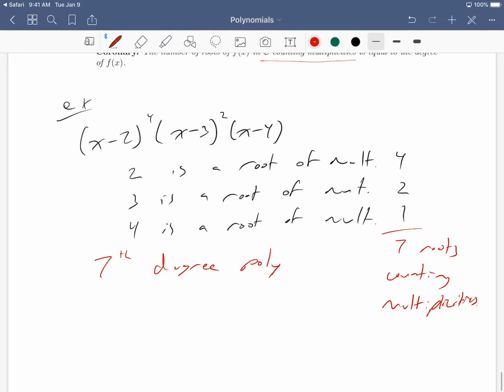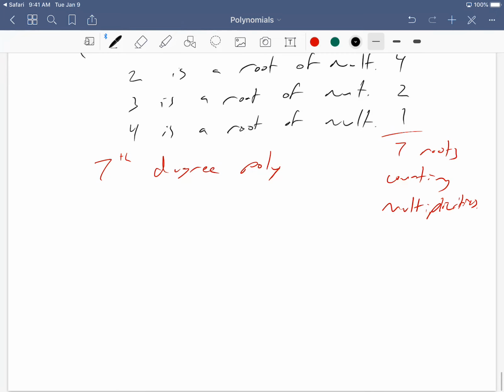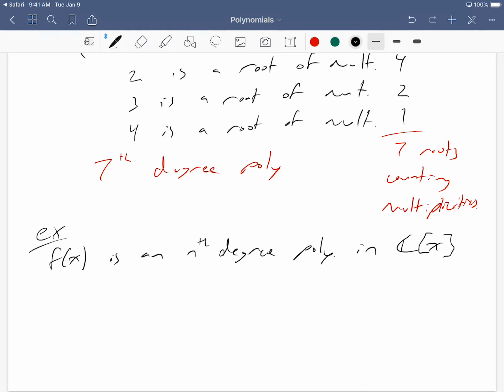So that's our corollary to the fundamental theorem of algebra. If you allow factoring over the complex numbers, then the number of roots counting multiplicities is actually just equal to the degree. So one thing that this means is, for example, if f of x is an nth degree polynomial, and we allow ourselves to use any complex numbers as coefficients and as roots, then we can write f of x as some constant we can pull out, and then we're just going to get all the roots to various multiplicities.